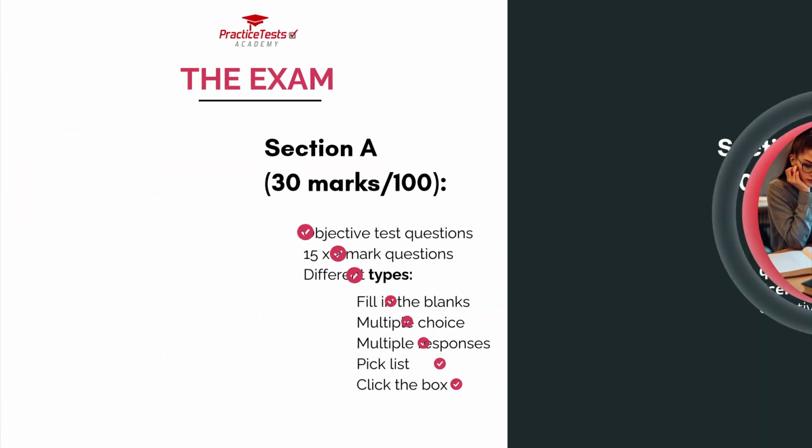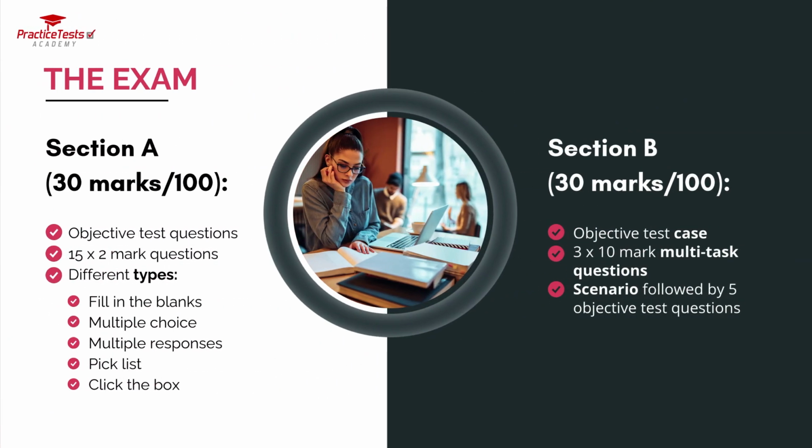There are 3 sections. We've got section A, first of all, for 30%, which is 15 2-mark objective test questions. And this is objective test. It's not just multiple choice, so you could be required to fill in some blanks or pick several off a list, so multiple responses, pick them off a pick list, or click a box.